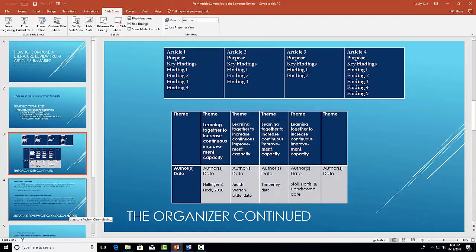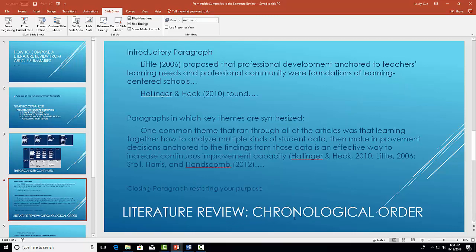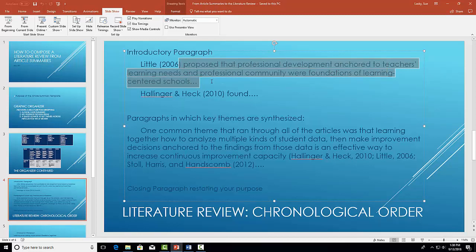Next, what we're going to look at is how you go from this little template to a lit review that's organized by chronological order. Started with Judith Warren Little, 2006, because hers is the oldest. And again, this comes after the introductory paragraph. Hellinger and Heck come second because they were published in 2010. Notice that this opening sentence up here for Little is a restatement. It's a paraphrased statement of the purpose of her lit review that she did, her study.